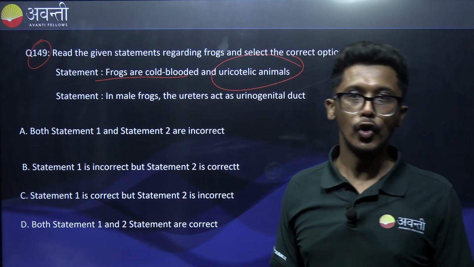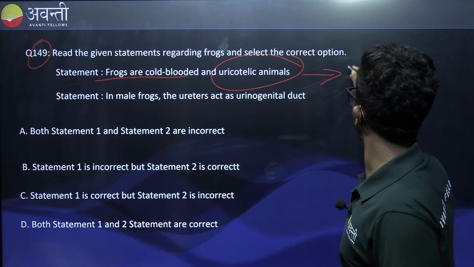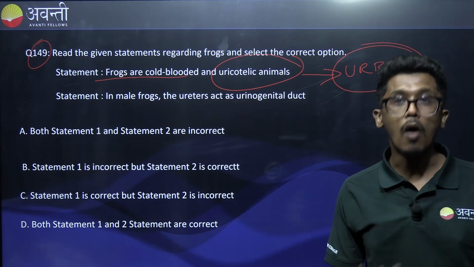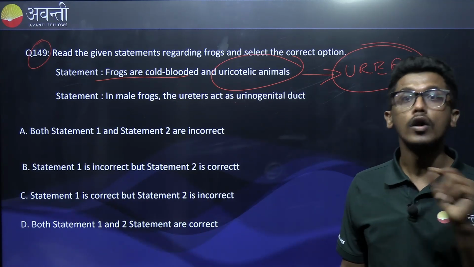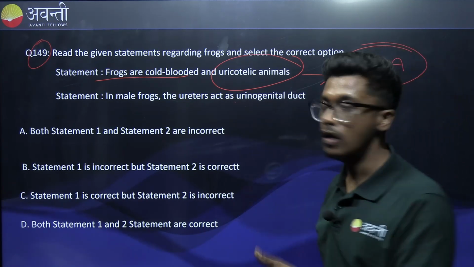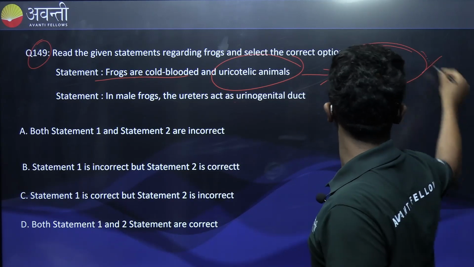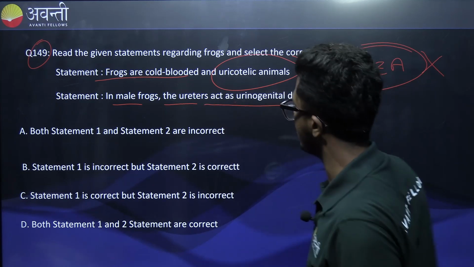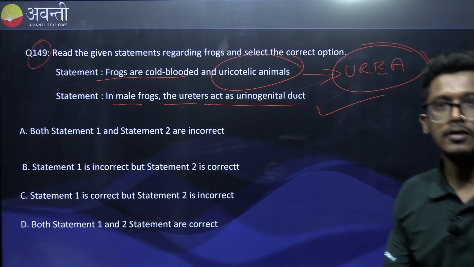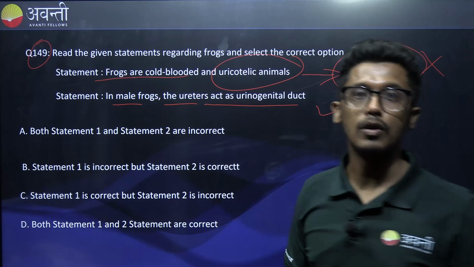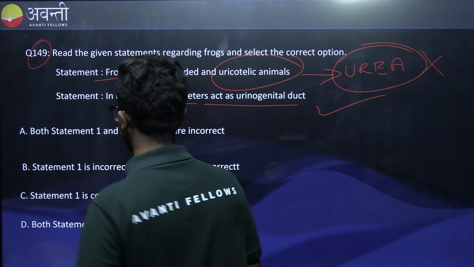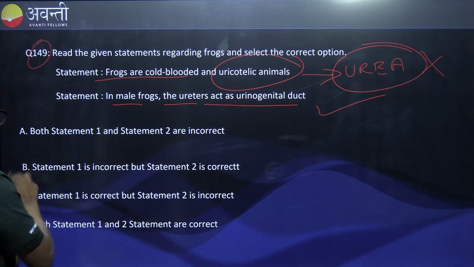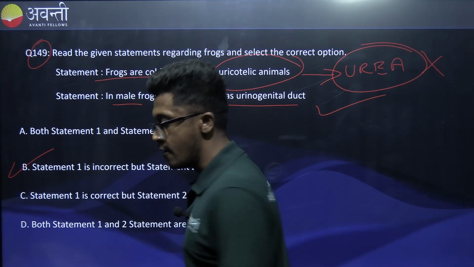And they are uricotelic? No. Why? Because they secrete their metabolic waste as urea. So they are ureotelic, not uricotelic. That is why statement 1 is wrong. Second one, statement 2: in male frogs, the ureters act as a urinogenital duct. Yes, correct. In male frogs, the common duct is used both as a urine duct and as a genital duct. That's why statement 2 is correct. So statement 1 is incorrect, but statement 2 is correct. So option B is correct for question number 149.